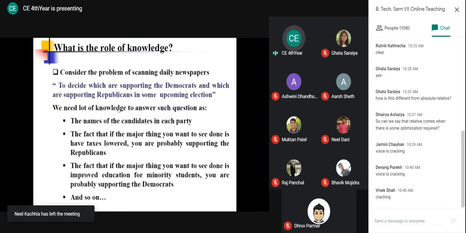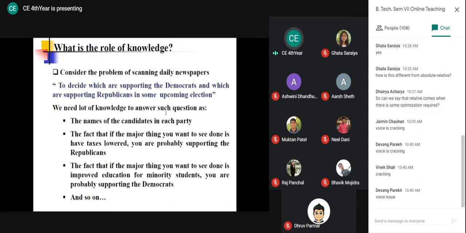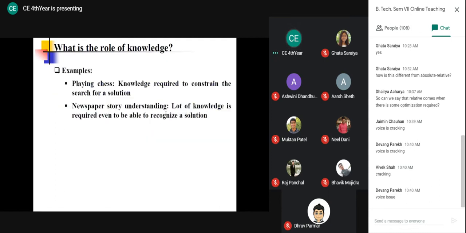So if you want to solve this type of problem, then a lot of knowledge is required. In the same way, for different problems you have to think about how much knowledge is required to solve a particular problem. That's why there are two examples, chess and story understanding, that we have discussed. In playing chess, knowledge is required to search for a solution, but little knowledge is required. While in the case of story understanding, a lot of knowledge is required even to be able to recognize a solution.